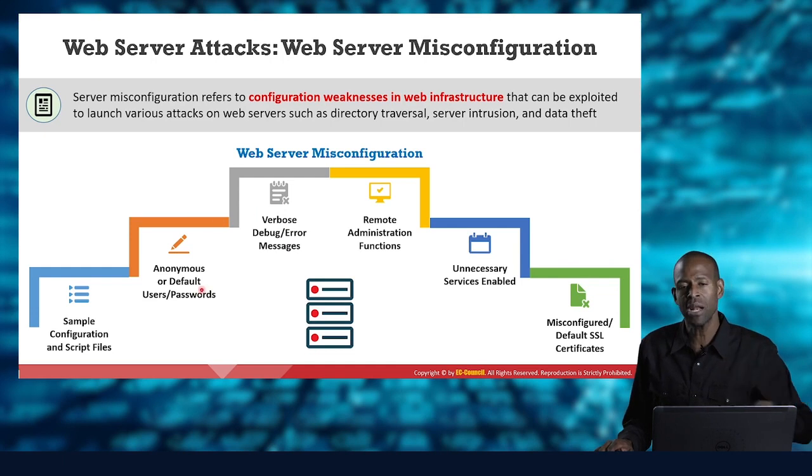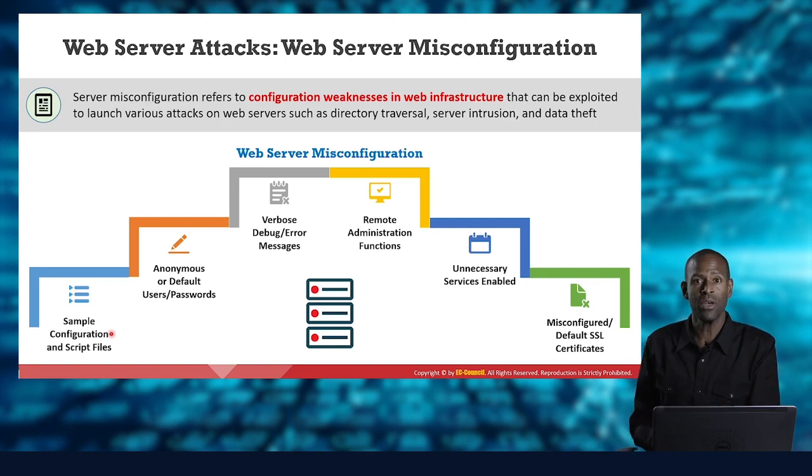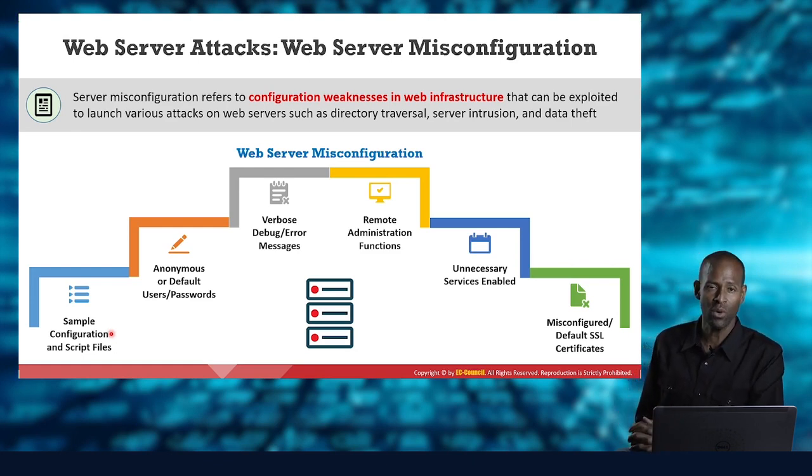Another one is anonymous or default users or anonymous or default passwords, which can be left over from a bad install where you forget to remove some of the defaults. Another one is sample configuration files and script files. Like I was saying, a lot of web servers come with a default website to kind of demonstrate what the web server looks like and show you that the web service is actually running. Same with scripts and so on. And we need to make sure that if they're not needed, they're removed. And really no sample is actually needed for a production web server.